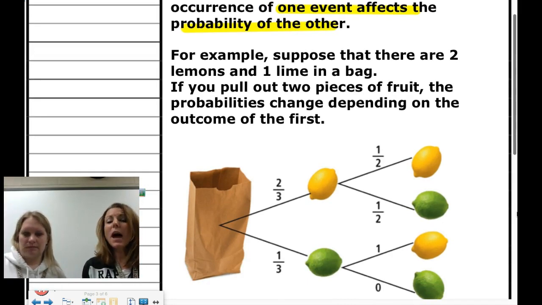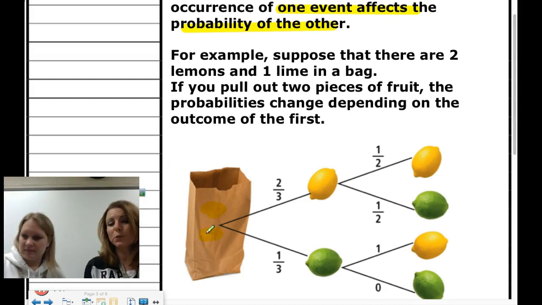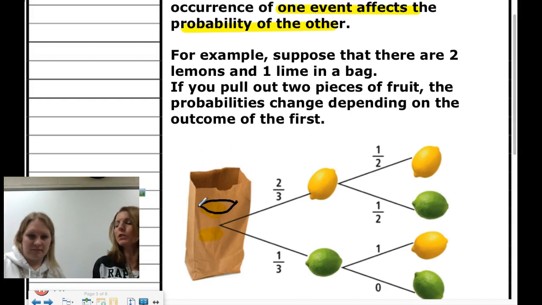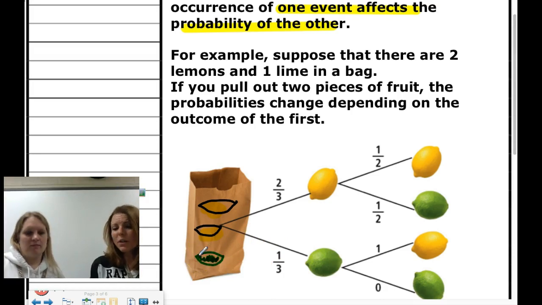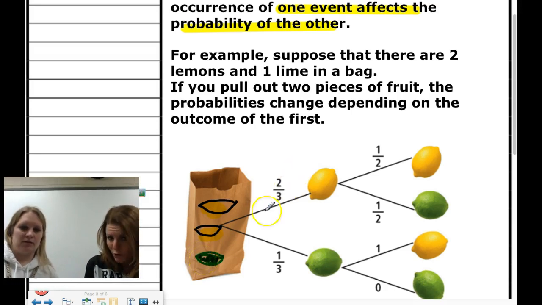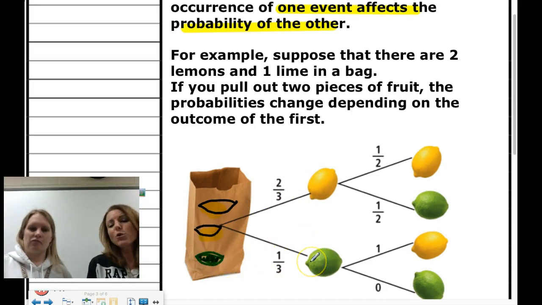Got it. If I pull out 2 pieces of fruit, the probabilities change depending on which piece you pulled out first. Right. So let's say, for example, 2 lemons and a lime. So the probability of pulling out a lemon is going to be 2 over 3. 2 out of 3. The probability of pulling out a lime instead of any lemons is 1 out of 3. So now let's go the lemon route.